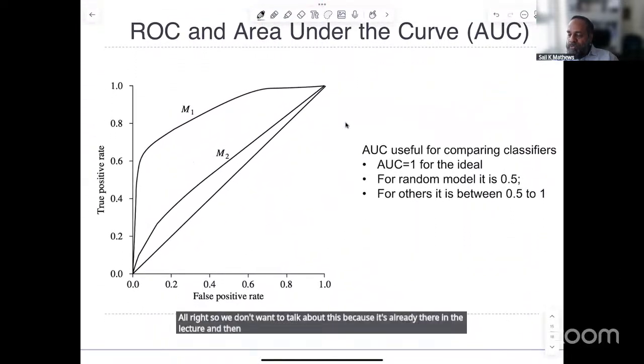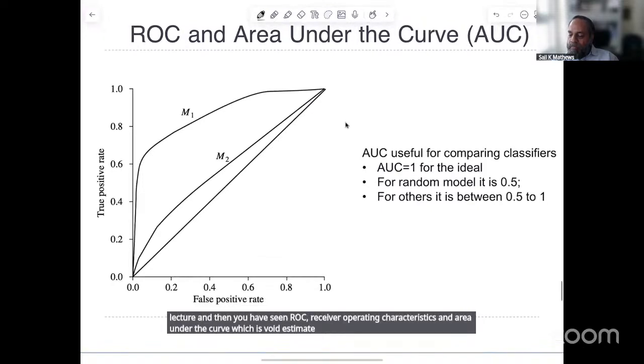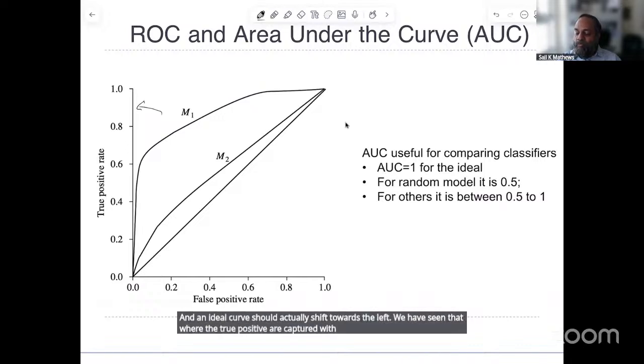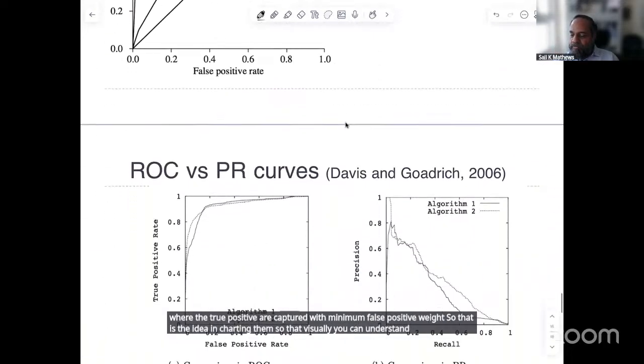and then you have seen ROC, receiver operating characteristics, and area under the curve, which is a point estimate for the model performance. And you can compare different models based on the area under the curve of the ROC curve. And an ideal curve should actually shift towards the left. We have seen that where the true positives are captured with minimum false positive rate. Okay? So that is the idea in charting them, so that visually you can understand how different models performed.